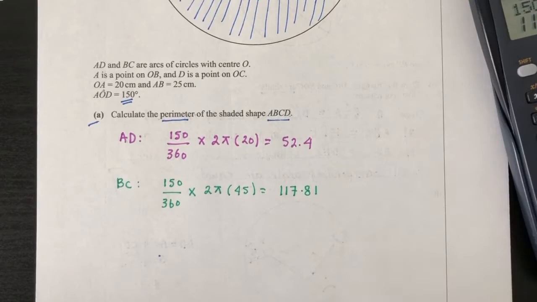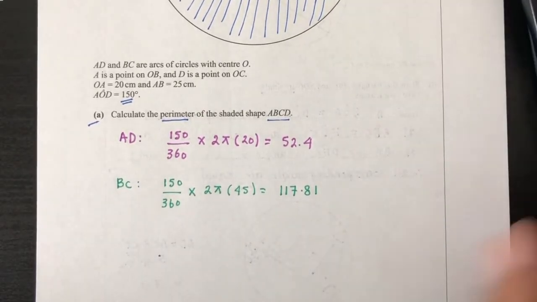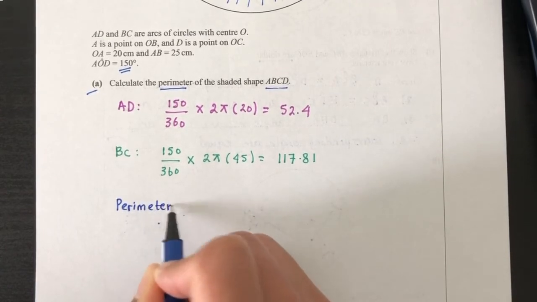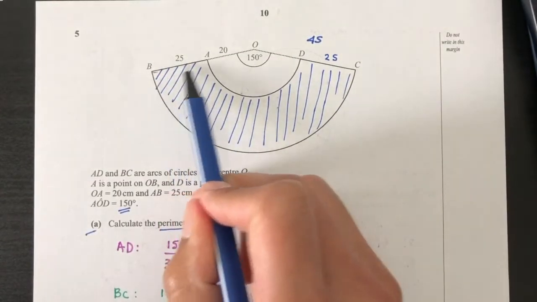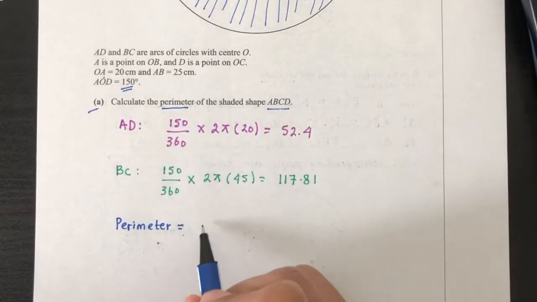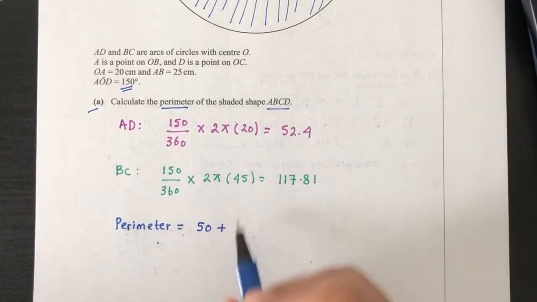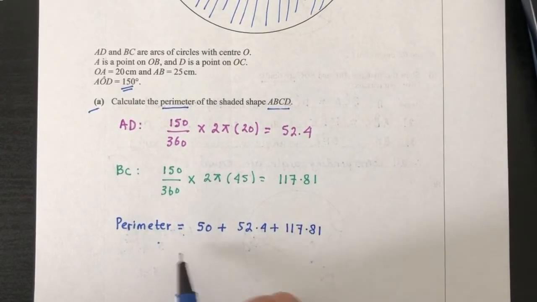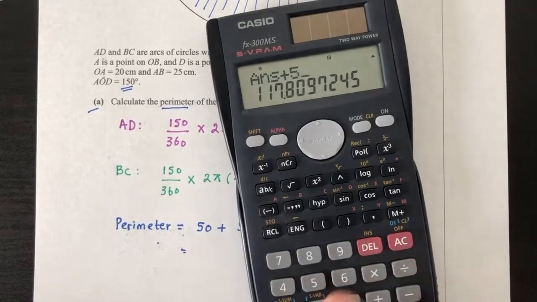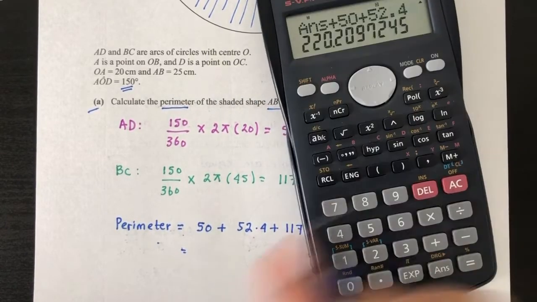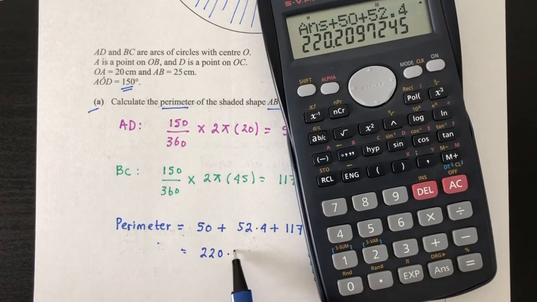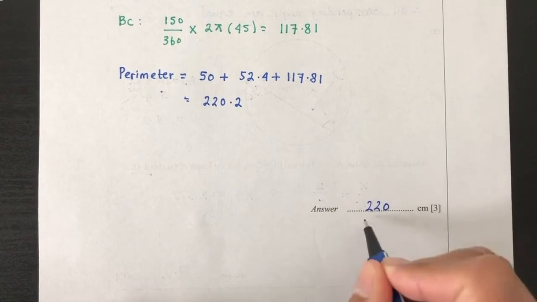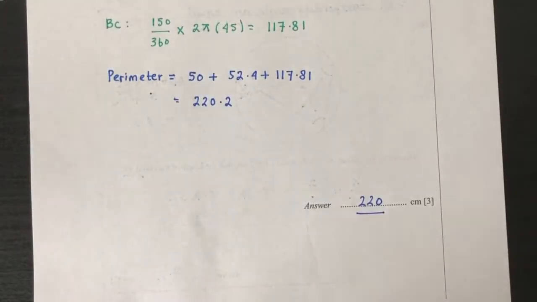117.81. Now since we have all the required lengths, perimeter is equal to 25 plus 25, that is 50, plus these two sides, 52.4 and 117.81. So 50 plus 52.4 plus 117.81 should be 220.2, but correct to 3 significant figures, that should be just 220 centimeters. Okay, that is for part A.